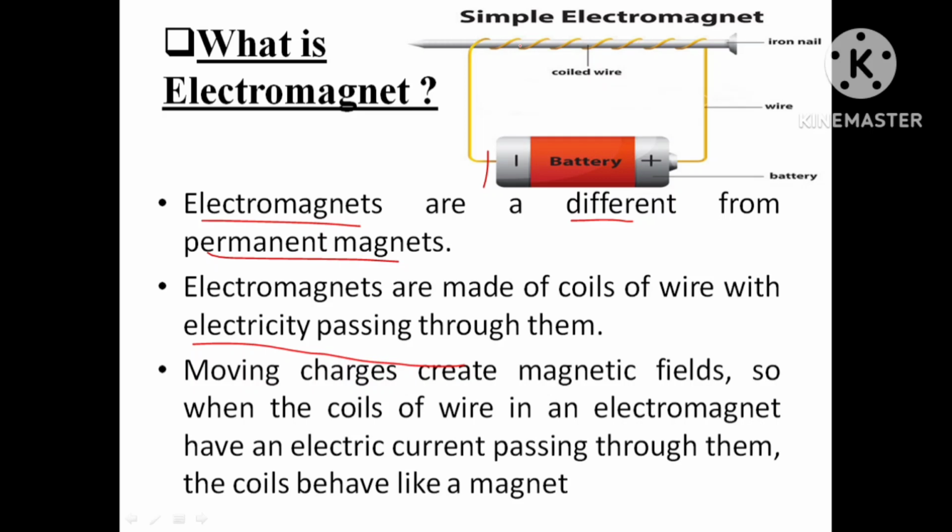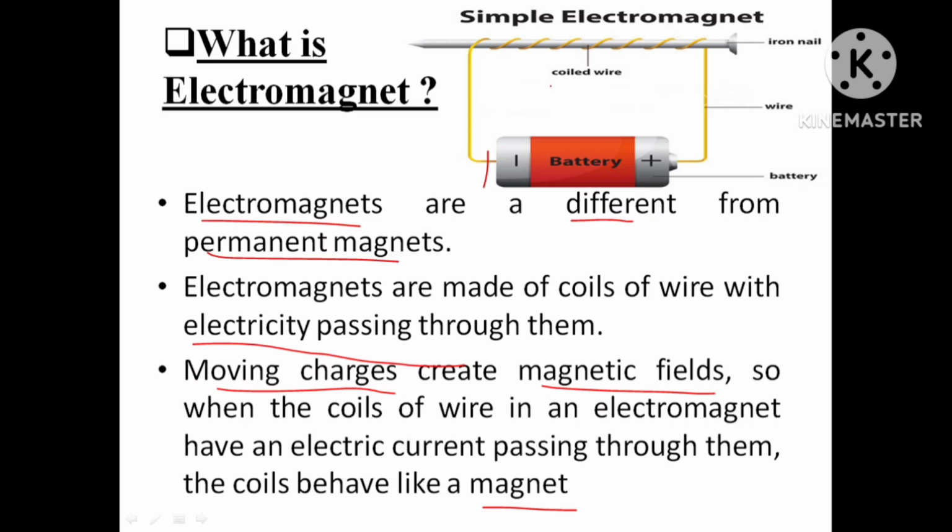Moving charges: how does an electromagnet form? The charges are moving from positive to negative, and these moving charges create a magnetic field. So when the coils of wire in an electromagnet have an electric current passing through them, the coil behaves like a magnet. When charges are passing through this conductor, these coils behave like a magnet. This is what is called an electromagnet.